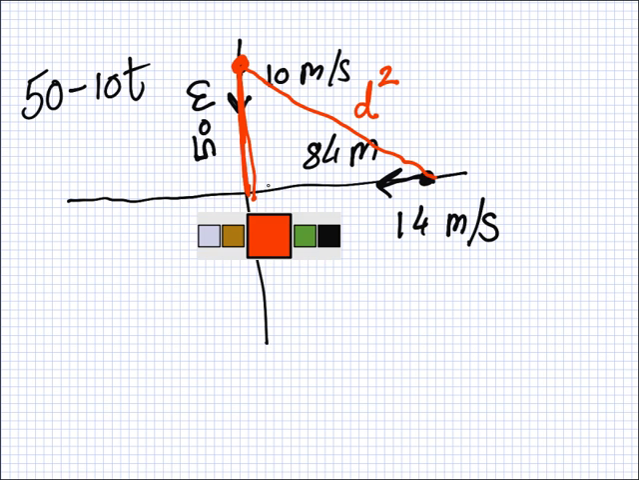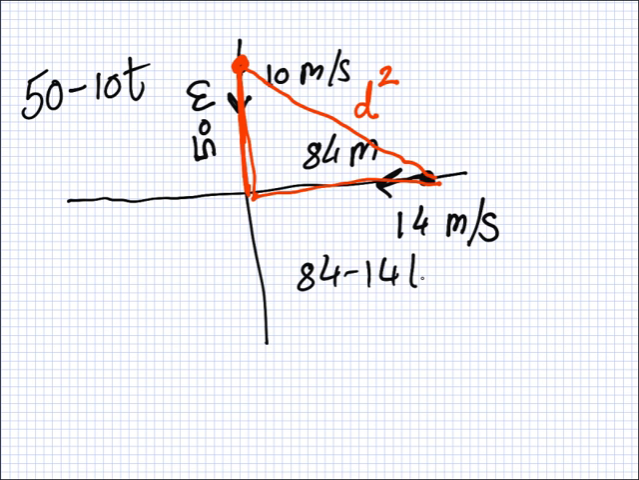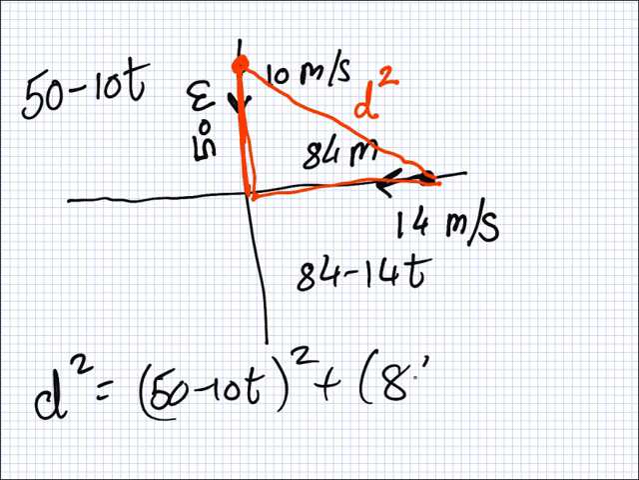So by using the same logic, what's the distance here? 84 minus 14t. And by using Pythagoras, d squared will equal (50 minus 10t) squared plus (84 minus 14t) squared. Okay, I'll let you write that much down and then we'll continue. Did anybody get that? Okay, well, close. Write that down.